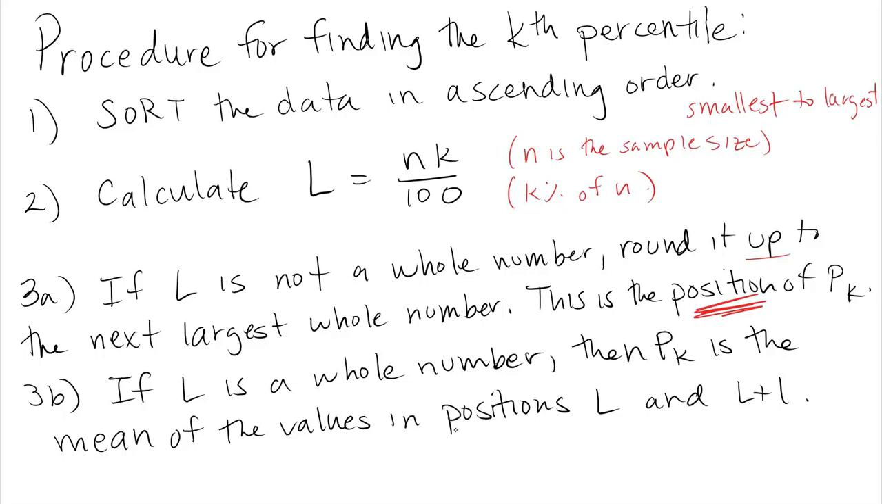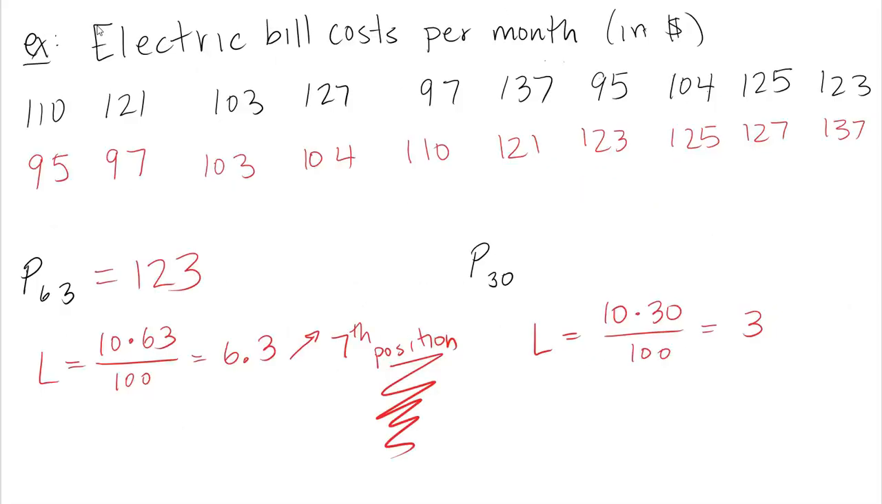If it was annoying you that I had misspelled positions, I just fixed that. Anyway, we're going to go to the third position because our L was 3, and then we're going to go to the fourth position because 3 plus 1 is 4, and find the mean of those two spots. So the number in the third position is 103. The number in the fourth position is 104. To find their mean, we add them together and divide by 2, and that comes out to 103.5. It's basically just the number halfway between those. So $103.50.